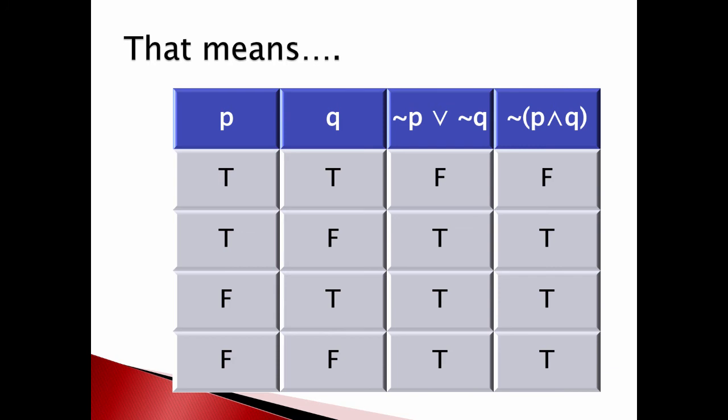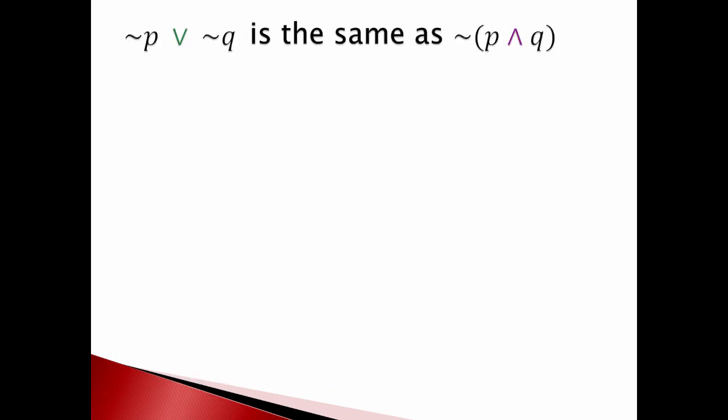So what this says is that not P or not Q is exactly the same thing as not, parentheses, P and Q. Okay, that looks a little strange, right? It almost looks like I've distributed the not through the parentheses. In fact, in some sense that's exactly what we've done. Only the and inside the parentheses became an or when we distributed the not across it, and that's exactly what happens.